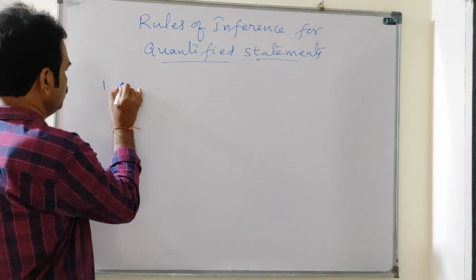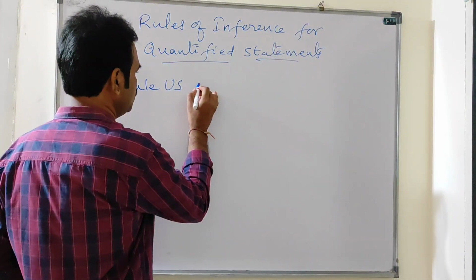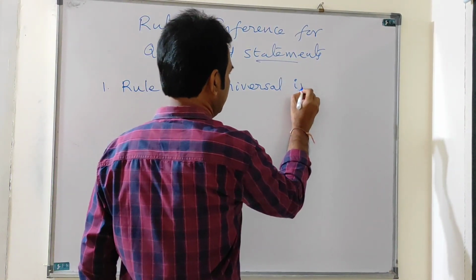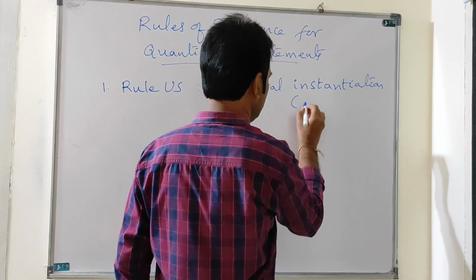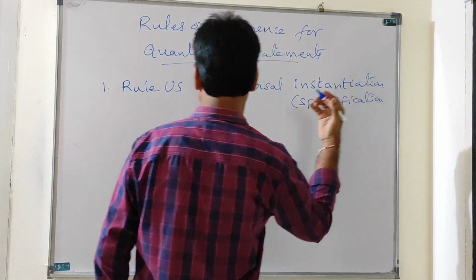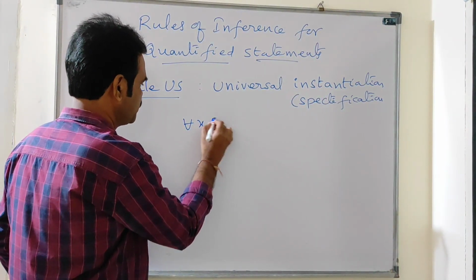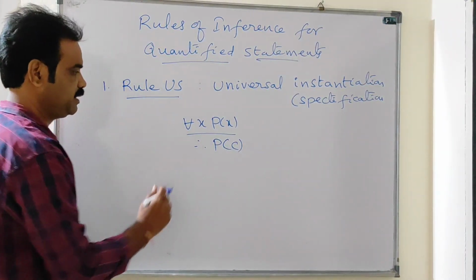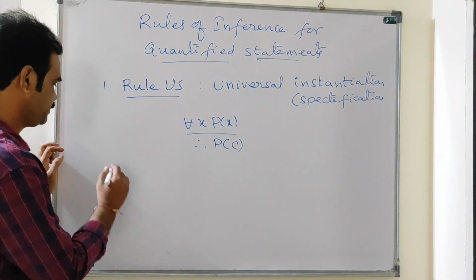First one, rule US. It is universal instantiation or universal specification. That is for all x, p of x. Therefore, p of c for any c. This is universal specification, also known as rule US.